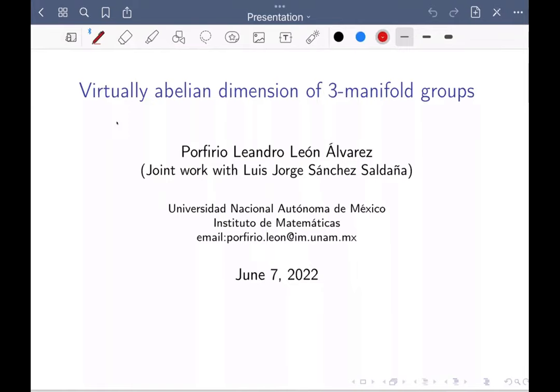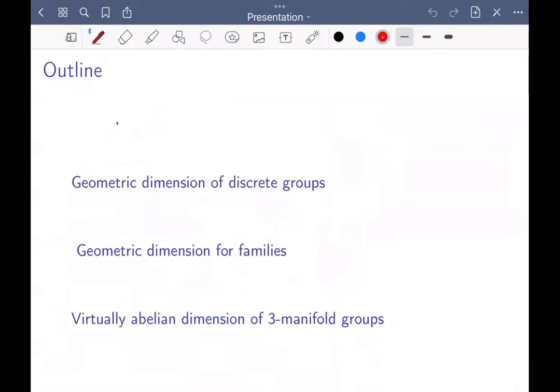Thank you for accepting my talk and giving me the chance to talk in this workshop. This is joint work with Luis Jorge Sanchez Saltaña. So I'll start. The outline is the following. First, I'm going to talk about the geometric dimension of discrete groups. After that, I'm going to generalize this to geometric dimension for families. And finally, I'm going to talk about the virtually abelian dimension of three manifold groups.